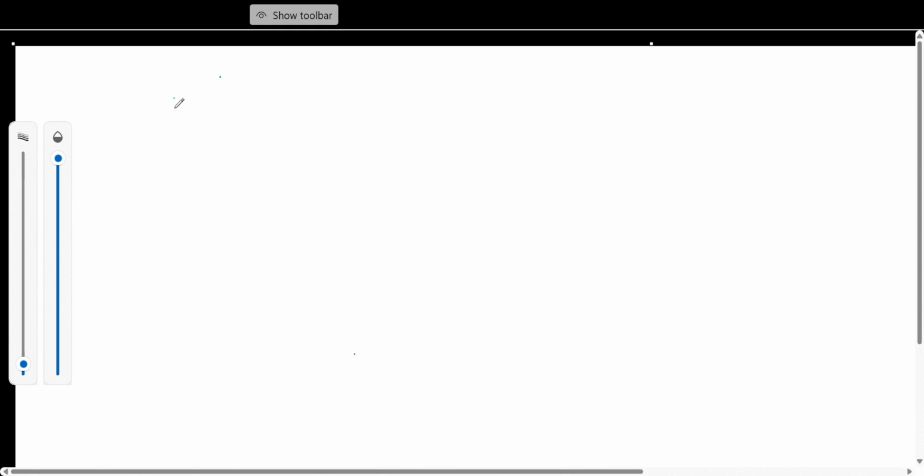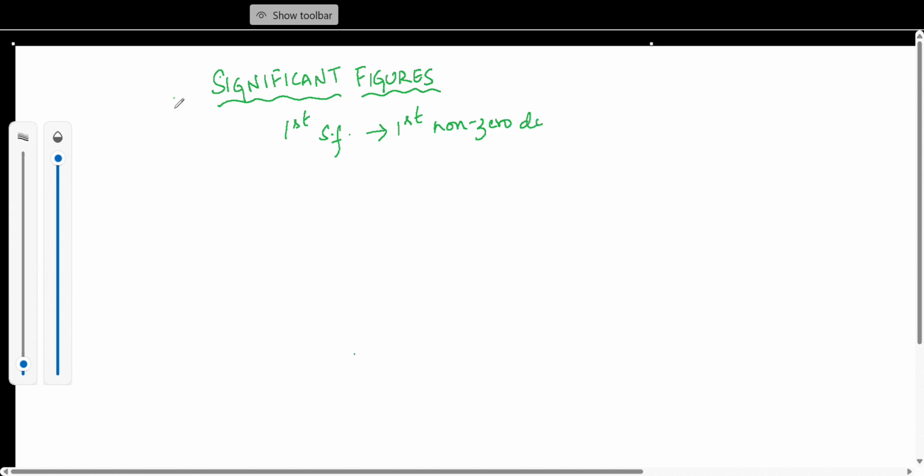In today's video, let us see what significant figures are. Significant, as we all know, means something important or prominent. So normally in a number, the first significant figure, SF for short, is the first non-zero digit that you see in the number.